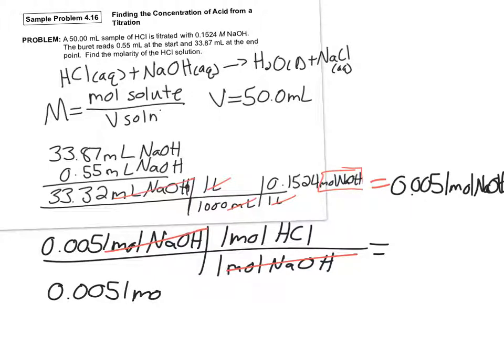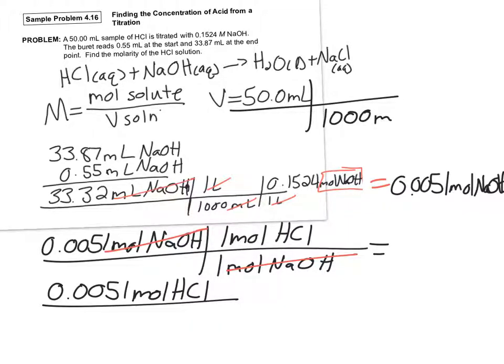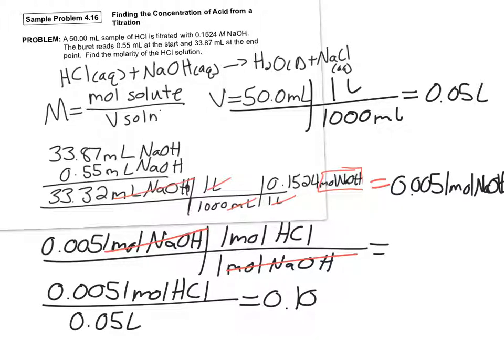0.0051 moles of HCl. And if I want to figure out the concentration, it's moles divided by liters. So moles divided by 50 milliliters, which is the same thing as dividing by 1,000, because there's 1,000 milliliters in 1 liter. So that's going to equal 0.05 liters. Divided by 0.05 liters, what do I get? I've got 0.102 molar HCl. There we go.